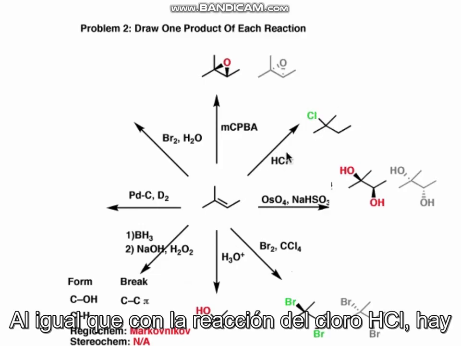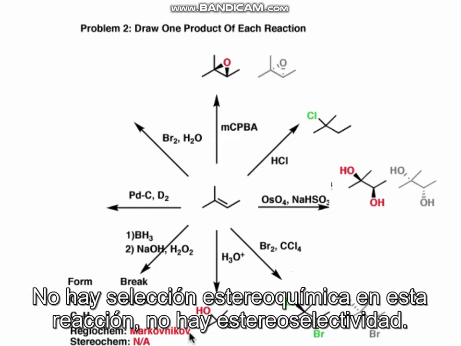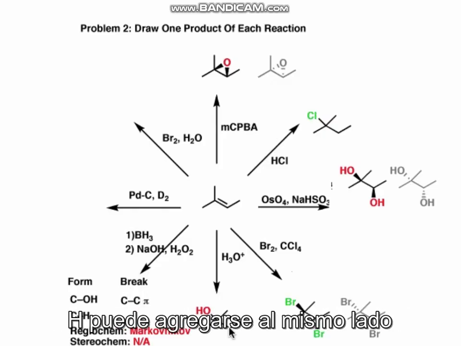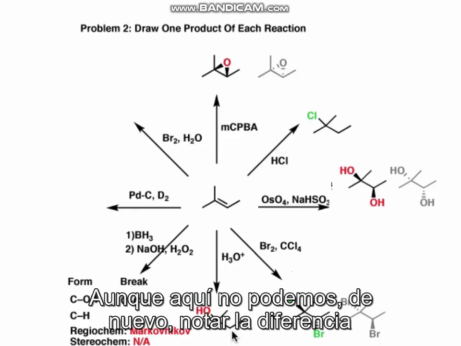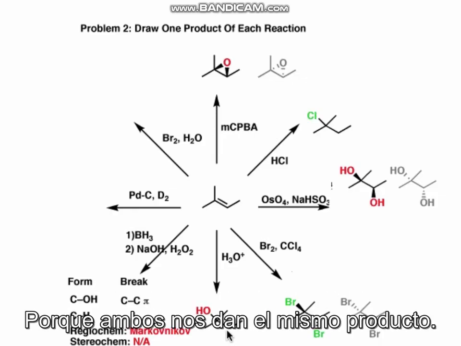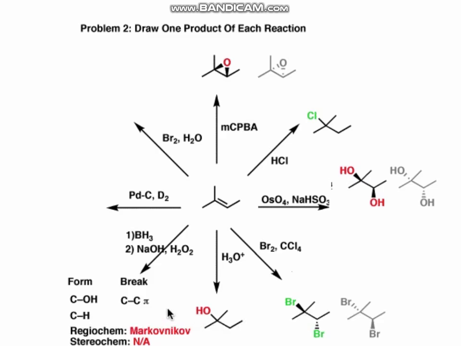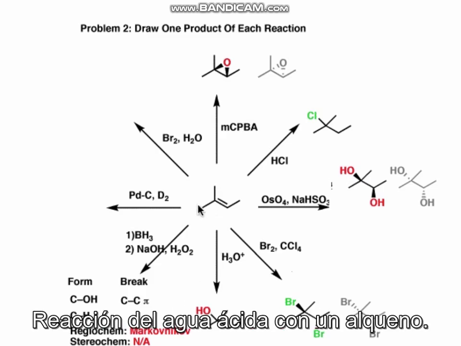Just like with the HCl reaction, there's no stereochemistry selection in this reaction, no stereoselectivity. That is that the OH and the new H can either add to the same side of the alkene or on opposite sides. So in fact, we had a mixture. Although here we can't, again, tell the difference between the syn product and the anti-product because they both give us the identical product in this case. Okay, so this is the product of the reaction of acidic water with an alkene.